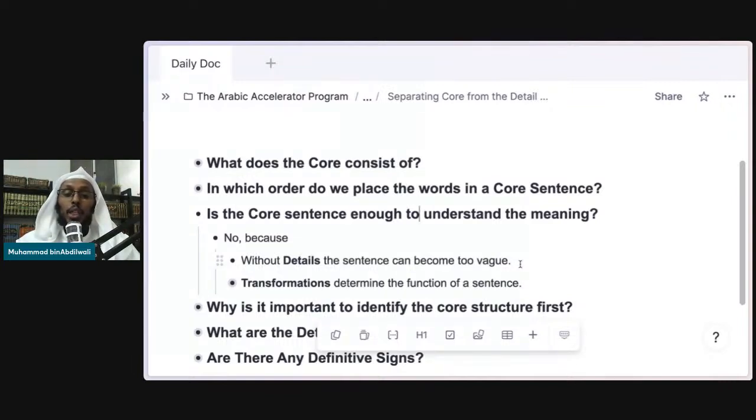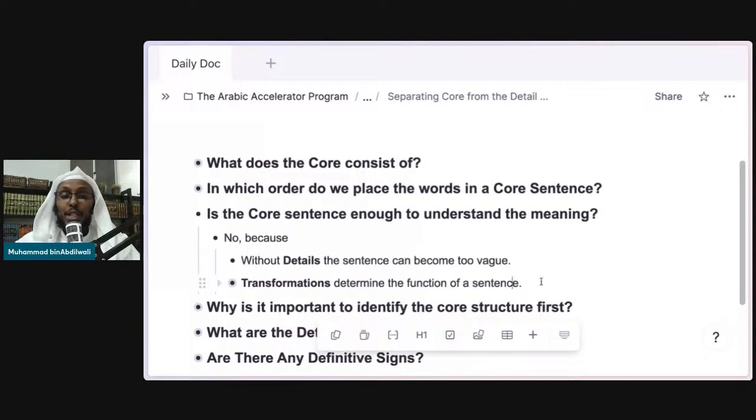Or even the example we gave, رأيت لصا في البيت. Where did you see the thief? If you just said رأيت لصا or أنا رأيت لصا, it's a grammatically correct sentence, I give you that. But where did you see him? Is he in your house or my house, or did you see him on TV? Where did you see him? When did you see him as well? And so on and so forth. So some of these details are very important.